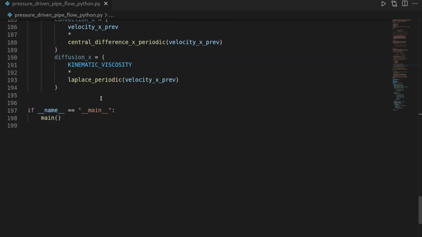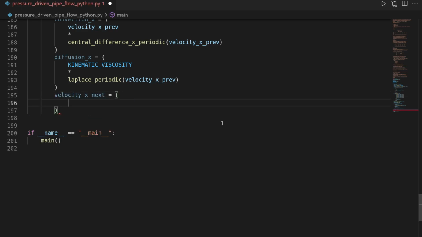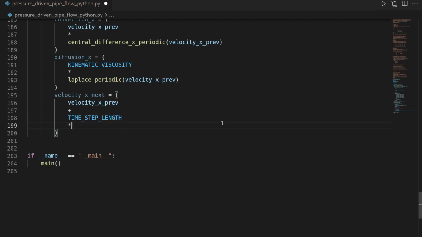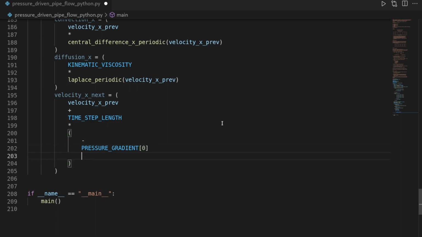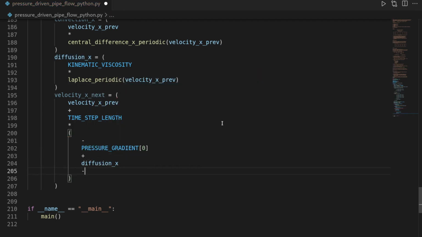So well, let's implement that and say velocity x next is going to be velocity x previous plus time step length multiplied with the negative pressure gradient, so minus pressure gradient. And since I used an array, I will index it at 0, which refers to the constant pressure gradient as it is distributed over the entire domain. Then plus the diffusion in x minus the convection in x. And let me move that to the next line. And this was step number 3.